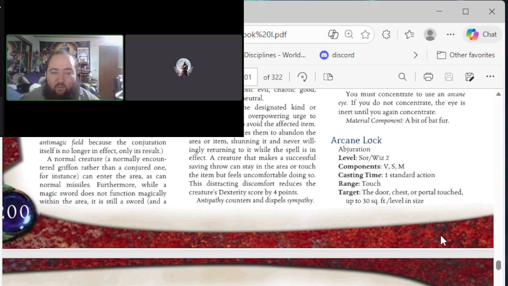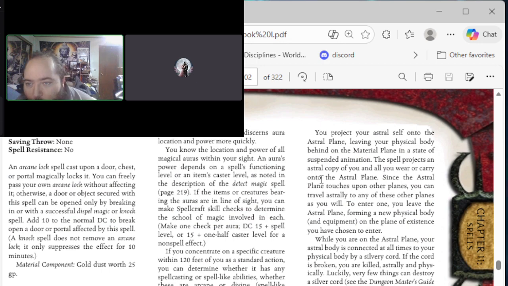Up to 30 square feet a level in size, which means it can affect, right off the bat, pretty much any normal door or chest or portal. It locks it so that something like a Taurus can't just walk through, and it has to break through instead. Duration: permanent.